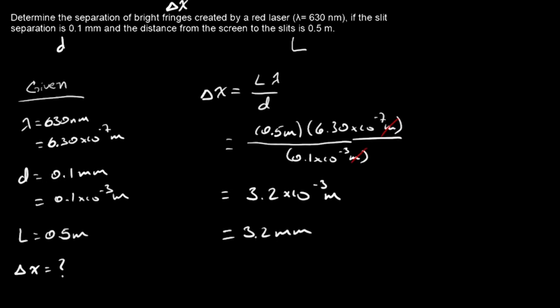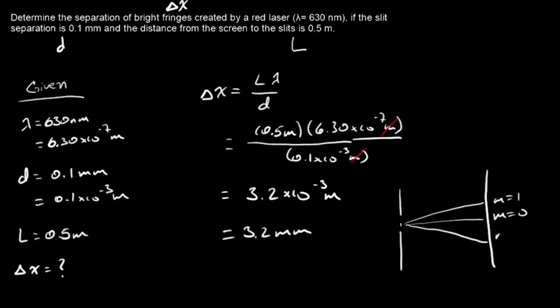So if we have our setup that looks like this, and we have our central maximum here with m equals 0, and then the first one, m equals 1, becomes this way, m equals negative 1 comes down over there, m equals 2 is up here, m equals negative 2 is down here. The distance between any two adjacent fringes, so 1 and 2, 0 and 1, negative 1 and 0, or negative 2 and negative 1, these distances are all going to be delta x, which is 3.2 millimeters.